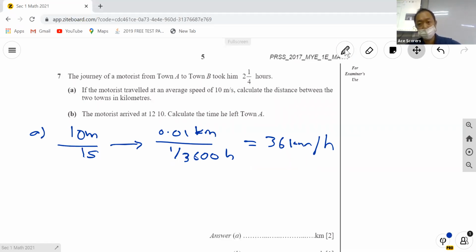But we need to find a distance. So we use the DST triangle. Okay, so DST, to find distance, speed times time. So 36 times 2.25 equals 81.